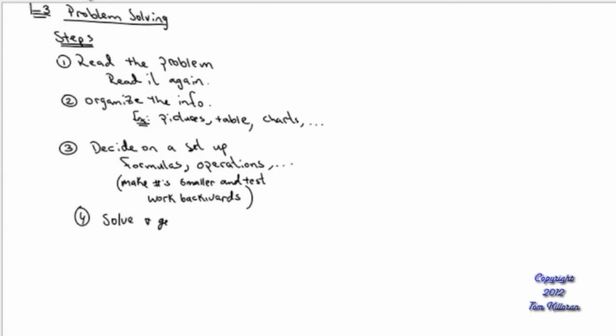Step 4, solve it and get an answer. Go through your calculations, come up with a nice little number. Be careful. There are word problems where you get through the whole thing and you get x equals 2. But 2 is not the answer to the entire question. So you really want to go back and read the question. Make sure you are answering the question posed.